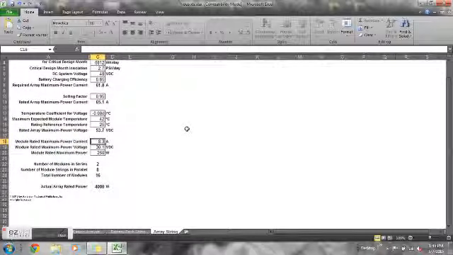Now that we know what is needed for the array maximum power voltage and current, we can start selecting specific modules to meet those parameters. In this example, we're using modules that have a rated maximum power current of 8.3 amps and a rated maximum power voltage of 30.1 volts, and the wattage of those modules is 250.